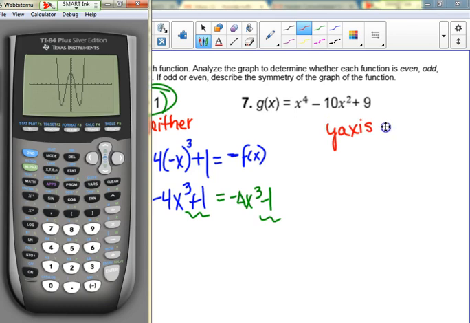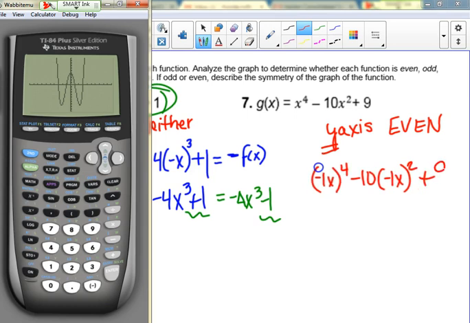Y-axis symmetry? Yes? Which makes it even? And what's the test? Does anybody remember? If it's y-axis, you actually change the opposite on the x's. That's how I remember it. Y-axis symmetry means you can replace these with the opposite sign on the x's. So if I put a -1x in here and a -1x in here, it should turn out to be exactly what we started with. Does that work?